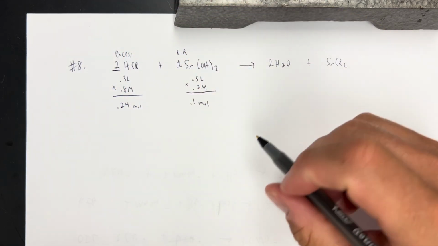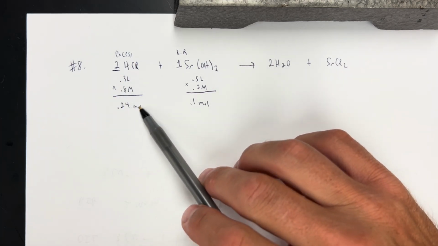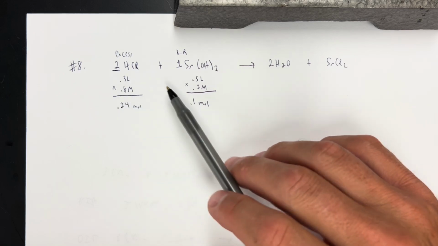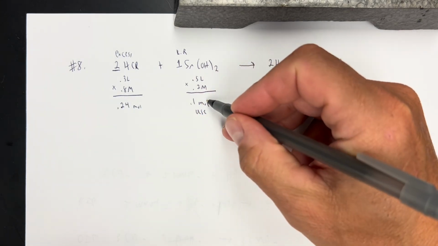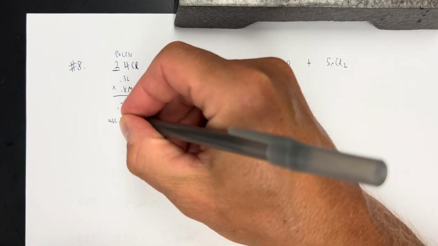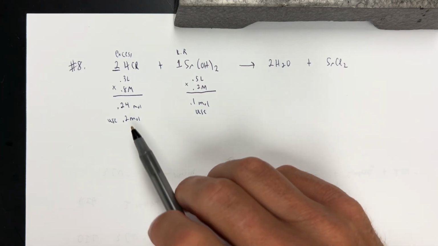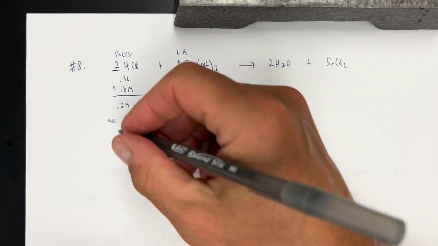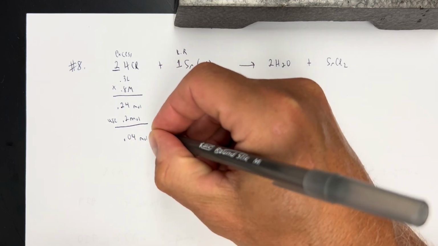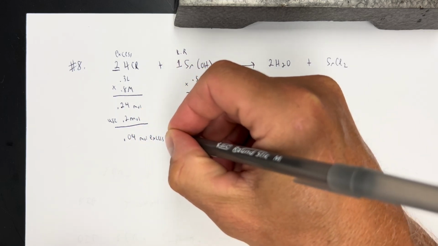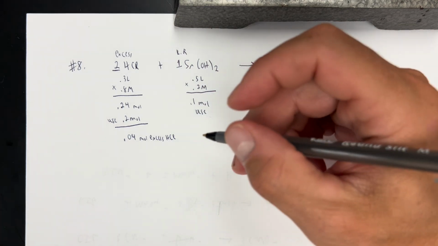So we're trying to figure out how many milliliters or liters of excess there are of this. Well, if we use 0.1 mole of this, which we're going to, we're going to use 0.2 moles of HCl. So we had 0.24 moles available. We're using 0.2. Subtract there, we have 0.04 moles of excess HCl. Well, it wants to know how many milliliters would be left, or liters.